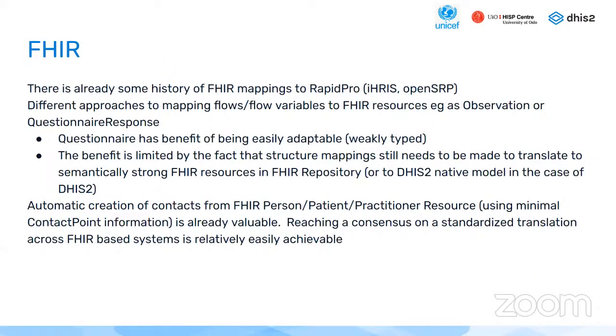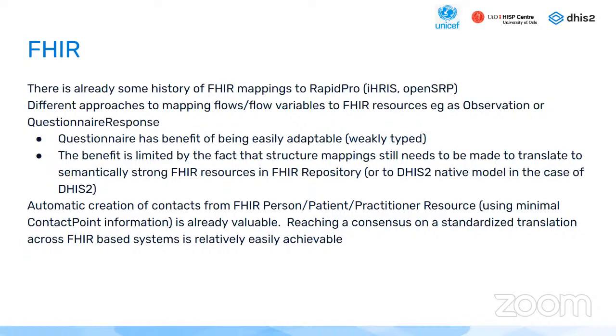There's already quite a bit of history of FHIR mappings to RapidPro. I know, again, probably the most significant work that I'm familiar with is the stuff that's been done through MHero. Also, we know OpenSRP have been very active. I think there are different approaches, particularly to mapping flows and flow variables to FHIR resources. I think that's the central problem, if you like.